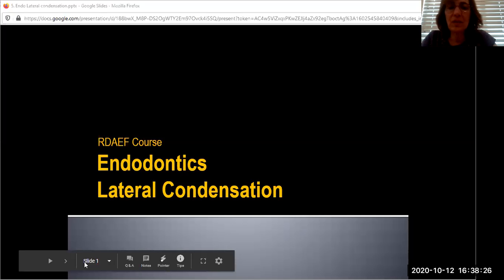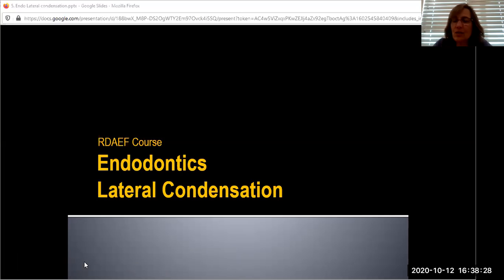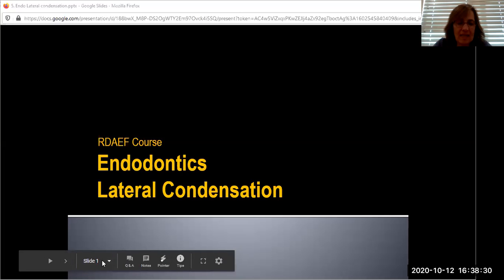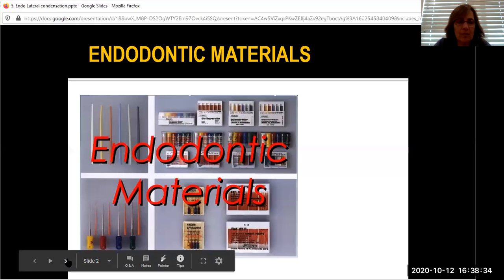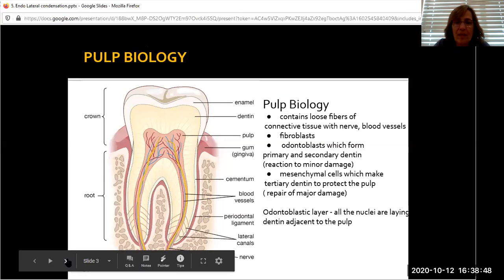Hello, today we are going to be discussing endodontic lateral condensation. The endodontic materials that you see on the screen are Gutta Percha points, accessory Gutta Percha points, files, and paper points that we will be discussing during this lecture.